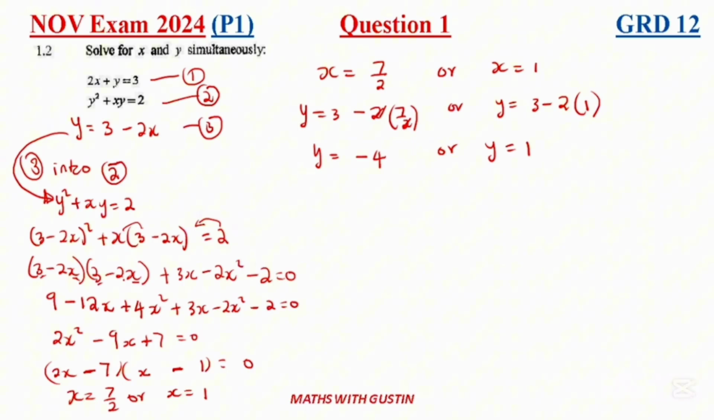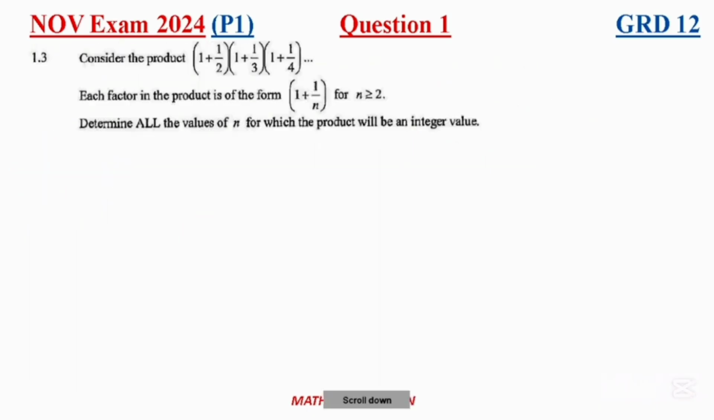So moving right along, let's move on and come to a very interesting question, 3.1. It says to consider a product which is given in this case by 1 plus 1 over 2 multiplied by 1 plus 1 over 3 multiplied by 1 plus 1 over 4. And then they say that each factor in the product is of the form 1 plus 1 over n, where n is greater than 2.